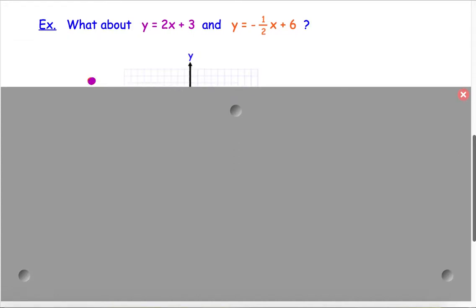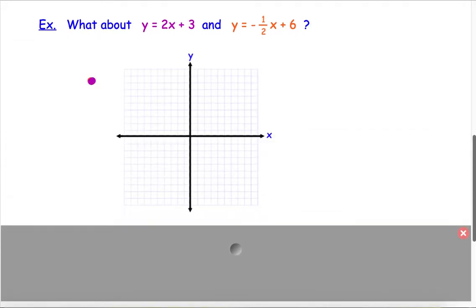Let's take a look at those. If I graph those, 2x plus 3, the y-intercept is 3. It has a slope of 2, up 2 over 1, up 2 over 1, up 2 over 1. So something like that. And the next one, the orange one, has a y-intercept of positive 6. That's right there. And a slope of negative 1/2. Down 1 over 2, down 1 over 2, down 1 over 2, etc.